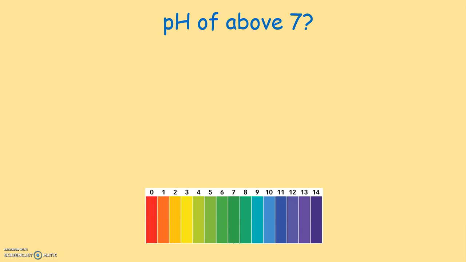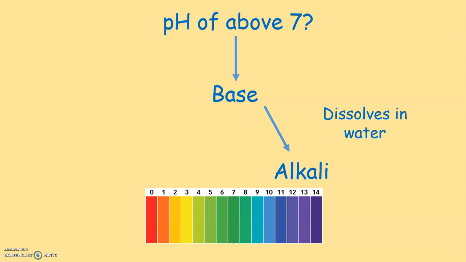Now, pH of above 7, what do you think that is? So from pH 8 and above, is that alkali or acid? Well, it's a base. It's an alkali. Okay, bases are also known as alkali. Okay, so from pH 8 to 14, they're known as alkali. Okay, and what's quite interesting about them is that they do dissolve in water.